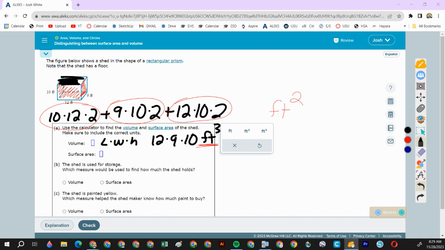And then it asks, if the shed is used for storage, which number describes its capacity? Would it be this one, the volume, or would it be this one, the surface area? That is volume. Okay, if you wanted to paint the inside of the shed yellow, which measure would you use? And the answer is surface area.